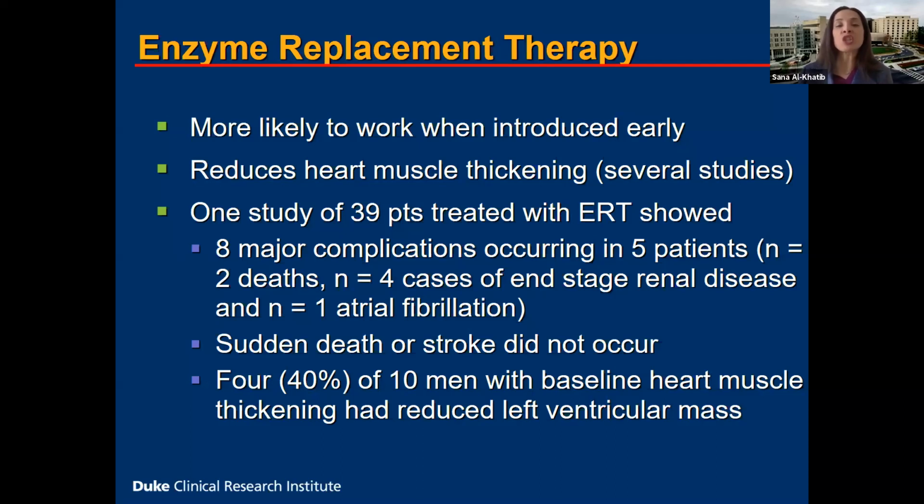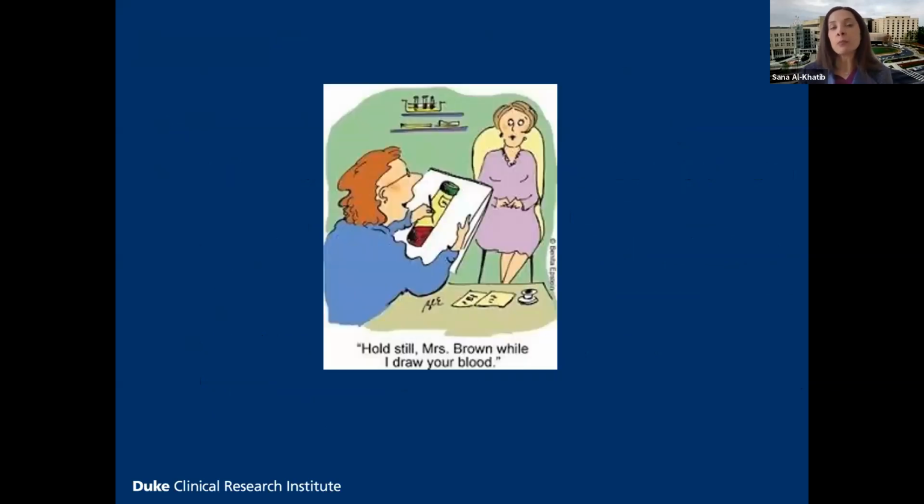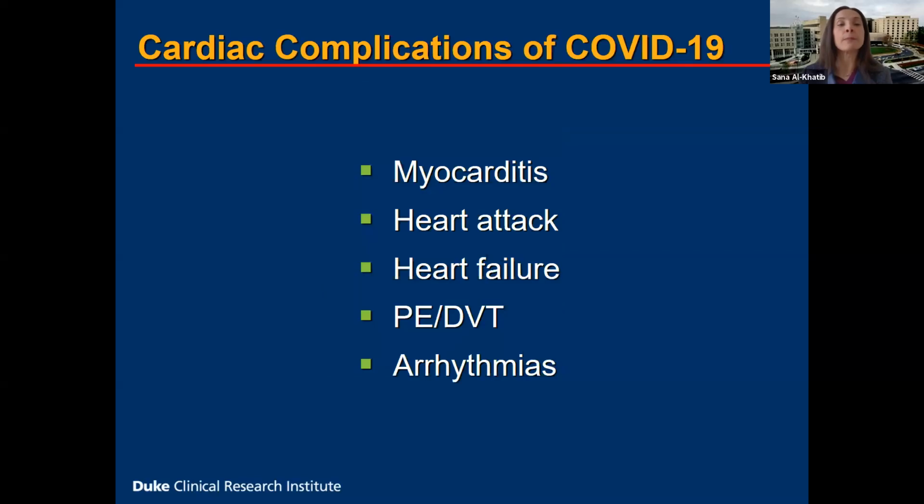One study of 39 patients treated with enzyme replacement therapy showed 8 major complications occurring in 5 patients, and 1 patient actually had atrial fibrillation. No sudden death, no stroke occurred in these people who were getting enzyme replacement therapy. And as I said, really showing in some people a regression or reduction in the left ventricular mass, which is really important to see. And I hope that this will continue to be investigated so that we can fully understand the effect of enzyme replacement therapy on the heart.